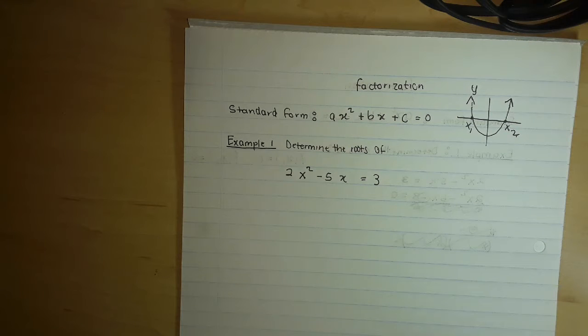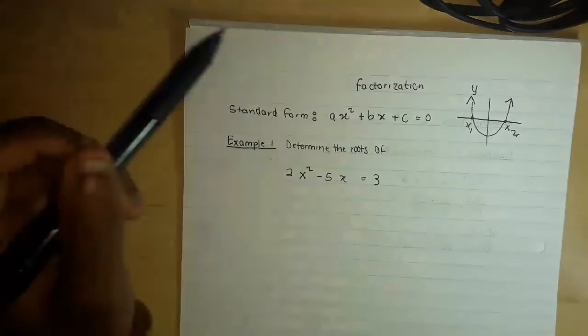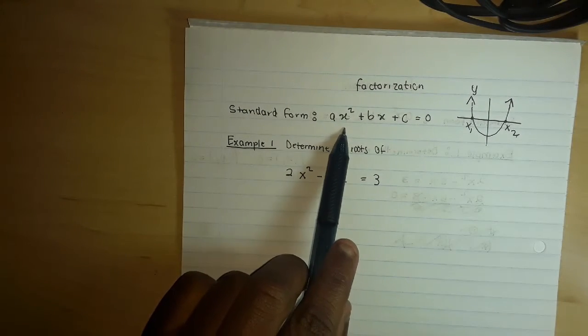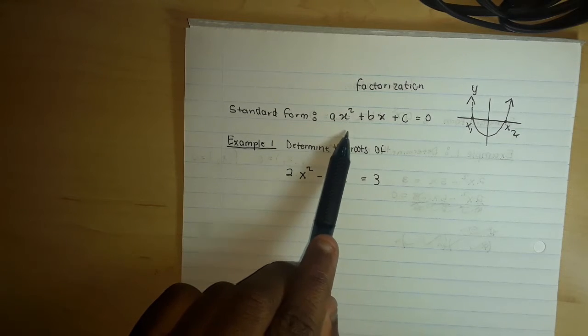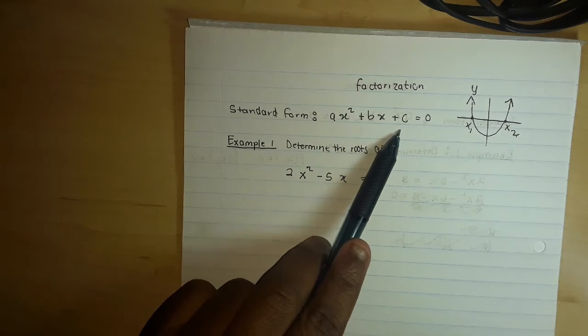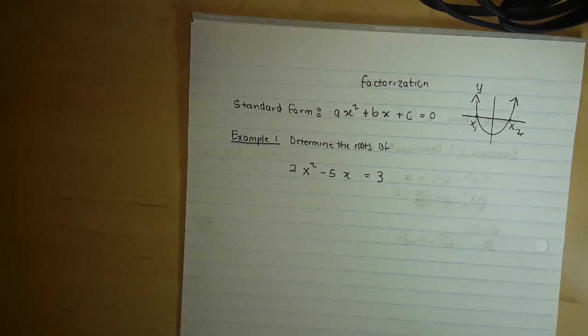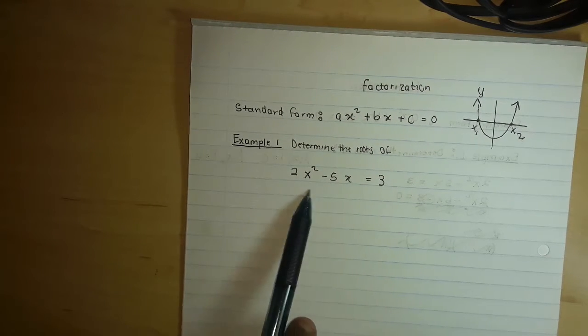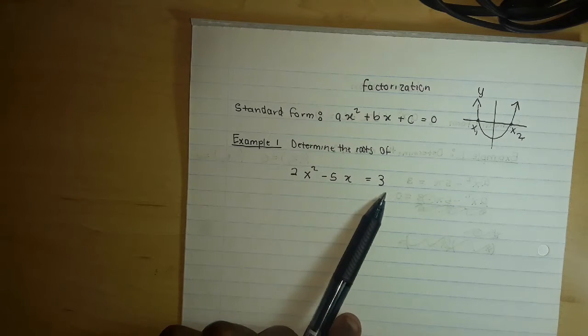We are looking at the first technique of determining the roots, or rather the x-intercept of a quadratic function, and that is factorization. In our previous video, we already defined the standard form of the quadratic equation, which is ax squared plus bx plus c. So in this, we're looking at an example. They say determine the roots of 2x squared minus 5x equals 3.